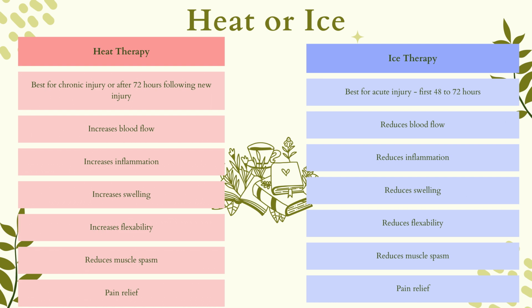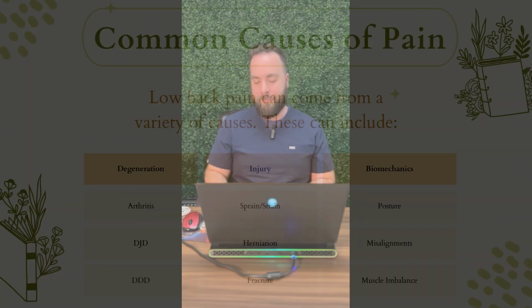Heat is appropriate after 72 hours only, and then that is going to be really whatever you prefer or whatever your goals are. If you're trying to loosen up, definitely use heat. If your main goal is to reduce inflammation and to reduce pain, I would choose ice, but both are appropriate and effective for pain relief after 72 hours.